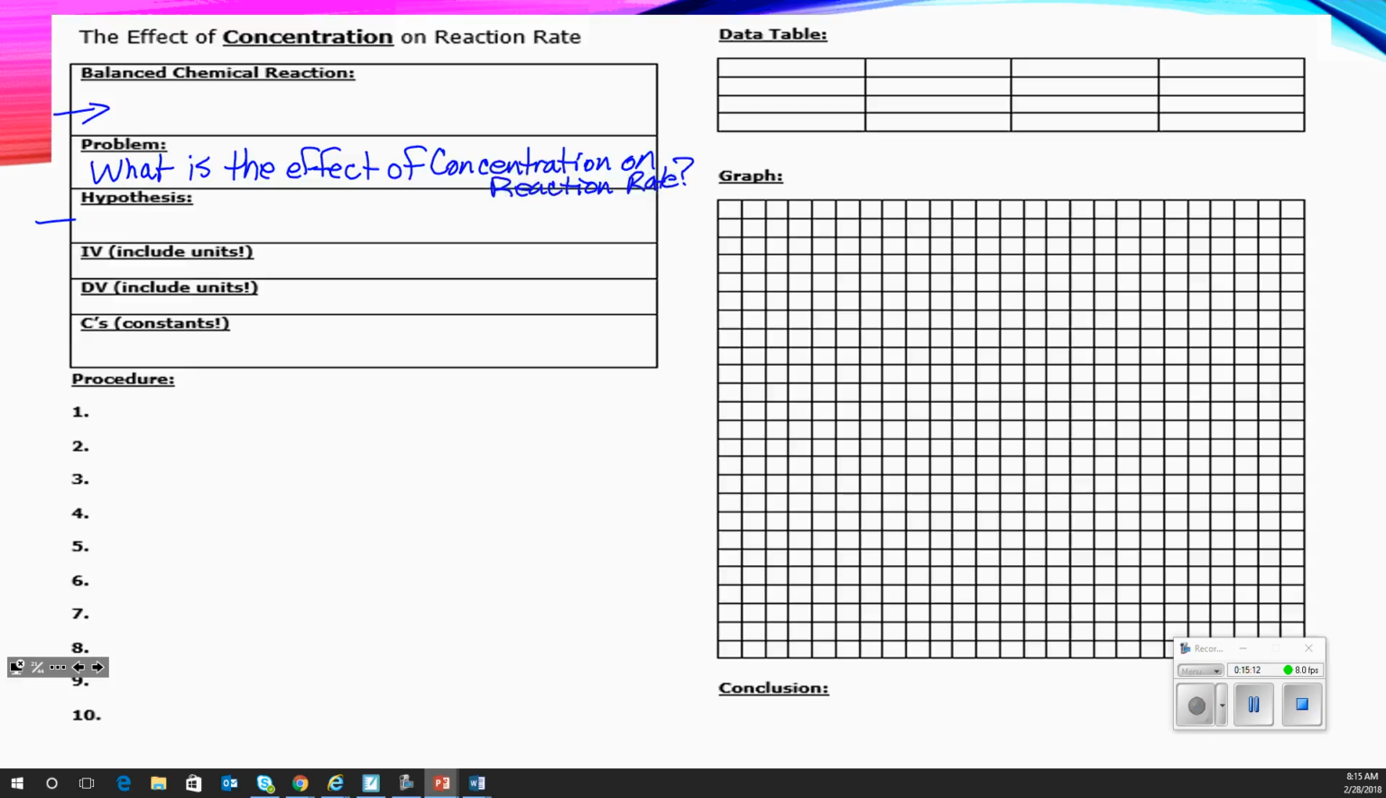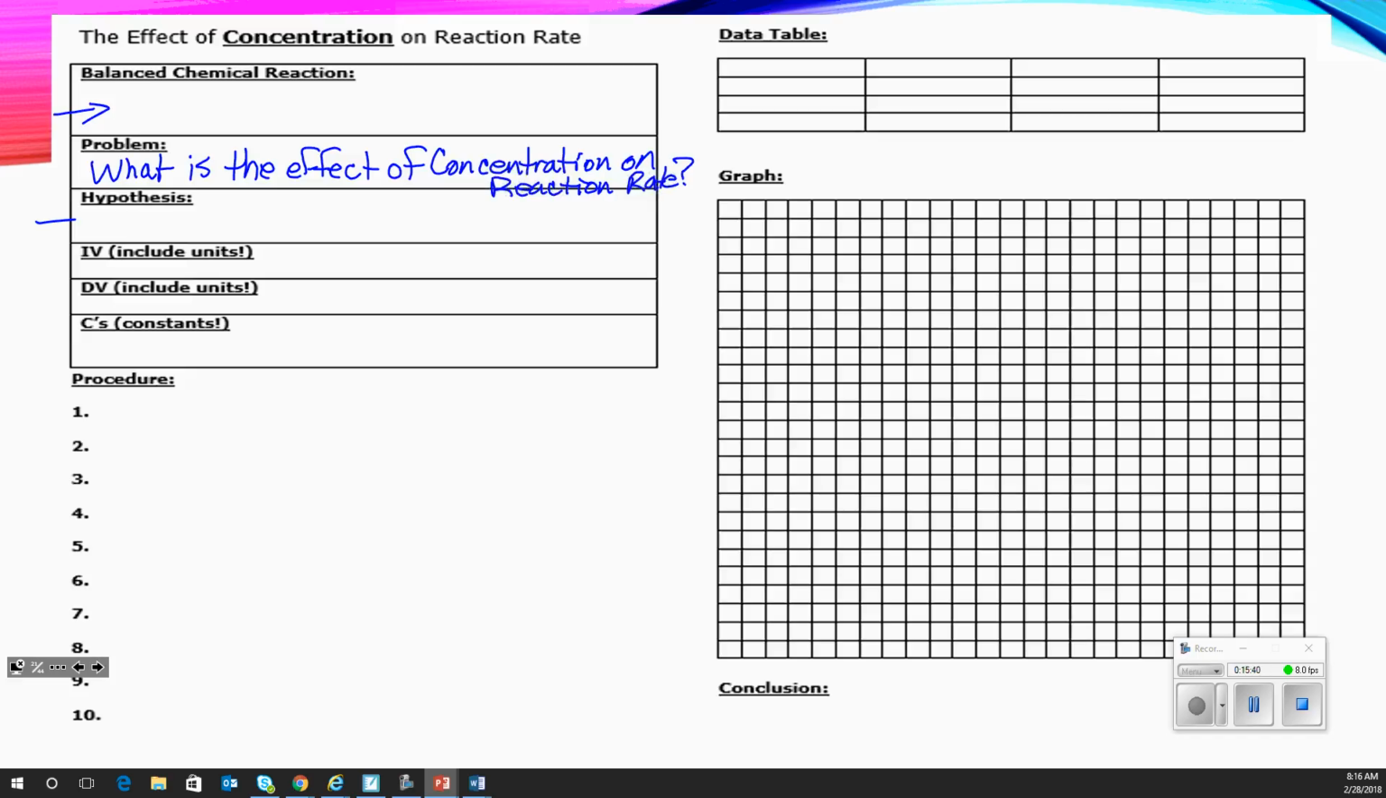That is, what are you changing? So what thing in your experiment are you going to change to affect the concentration? Okay, what are you trying to change to affect the concentration? So what are you going to manipulate? What are you going to change to make the concentration different? Yes?